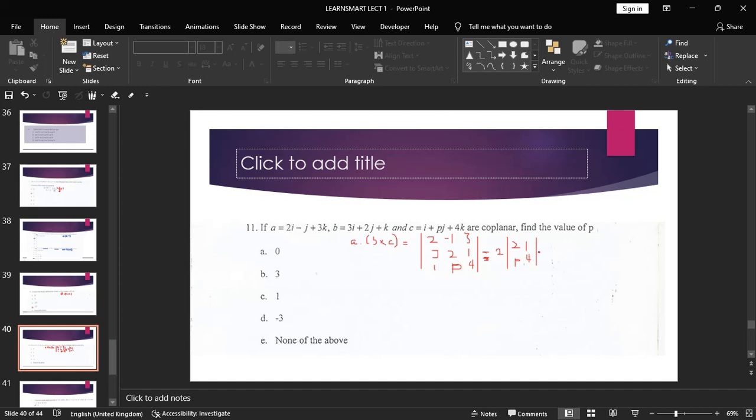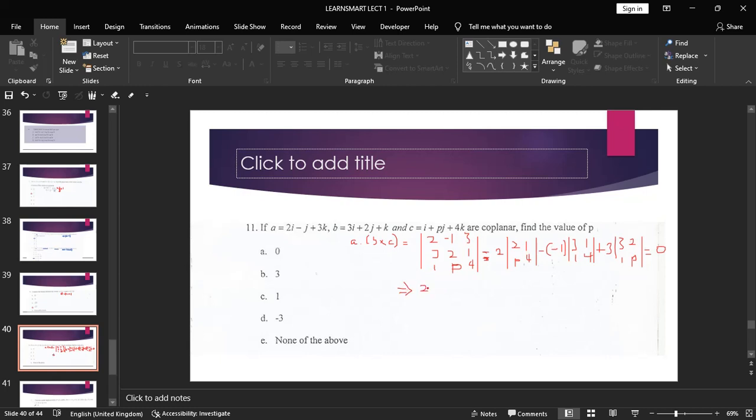P4, okay, then minus 1, and then we have what? 3, 1, 1, 4, and then we have plus 3, and then we have 3, 2, 1 P. And for coplanar, the entire scalar triple product has to be equal to what? 0. So you equate everything to 0 and then you proceed.